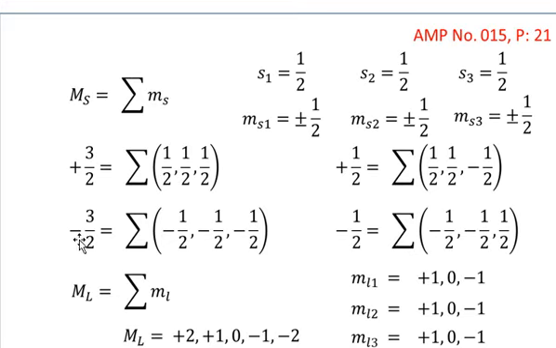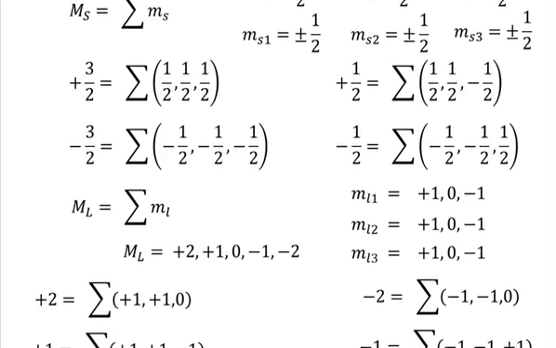And similarly, if you want to construct a minus 3 by 2, all should have values equal to minus half, minus half, minus half. The order of placing these half values is not important. And if you want to construct a minus half, you can sum up the three values: minus half, minus half, and plus half. The order of these arrangements is not important.